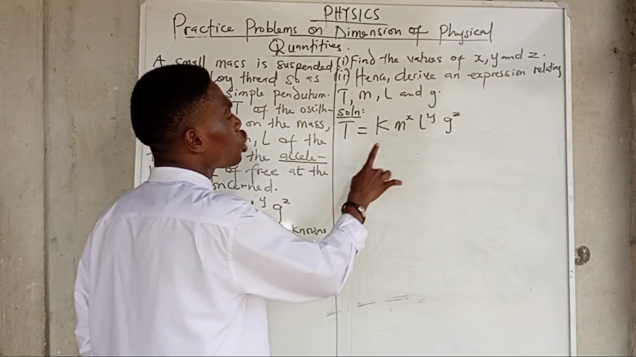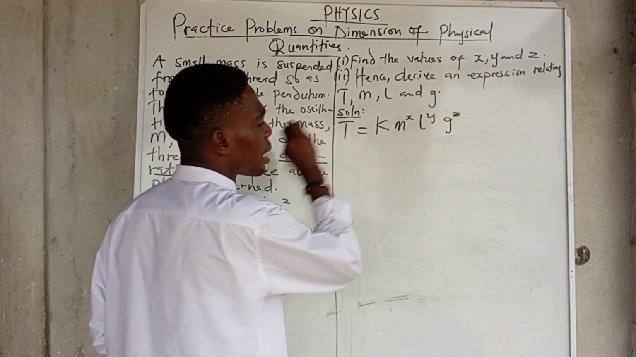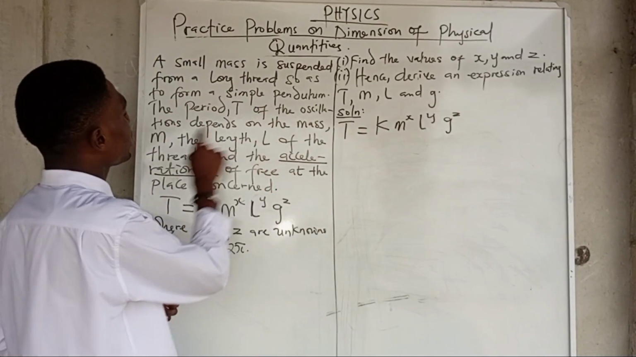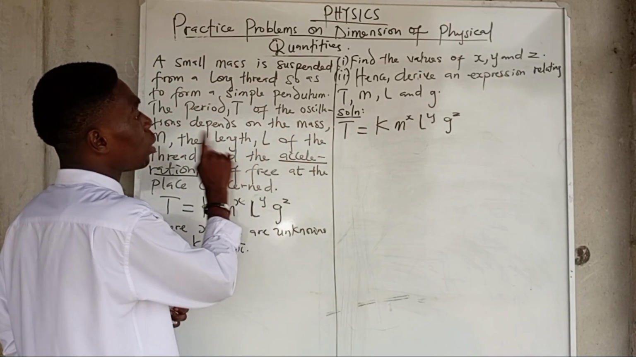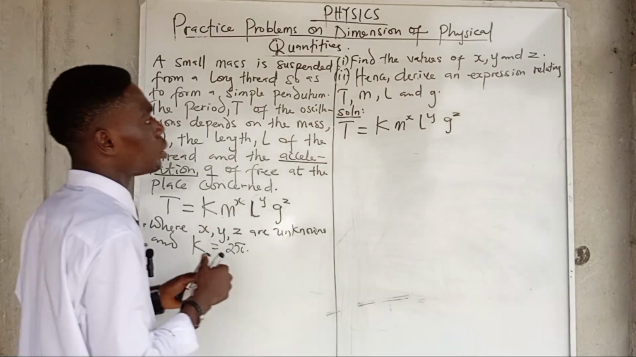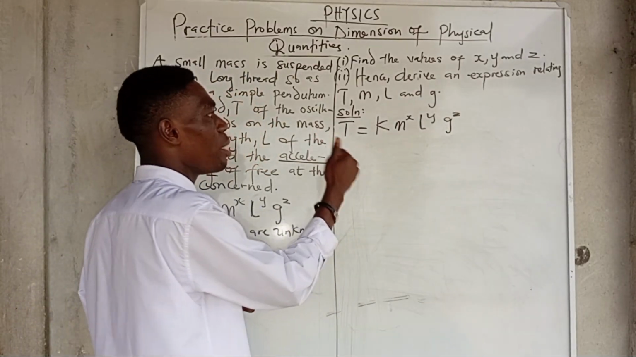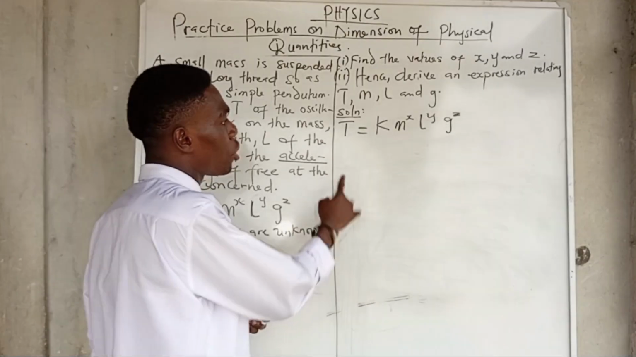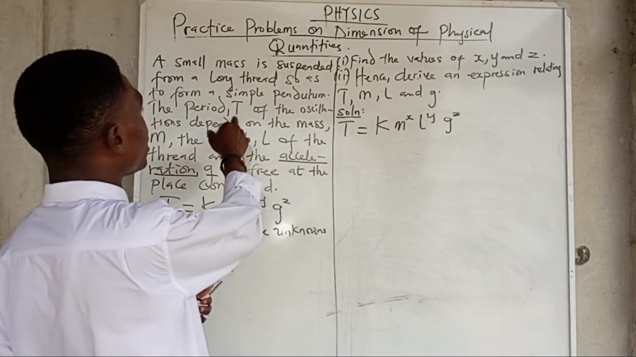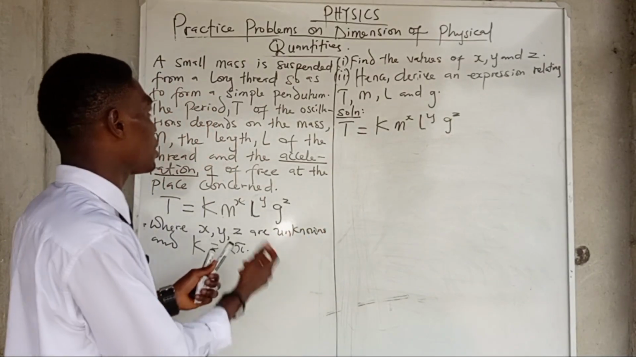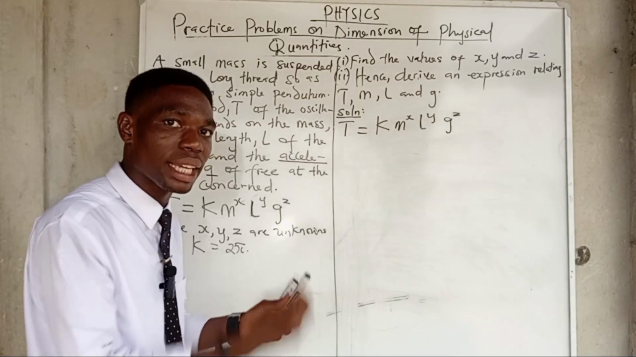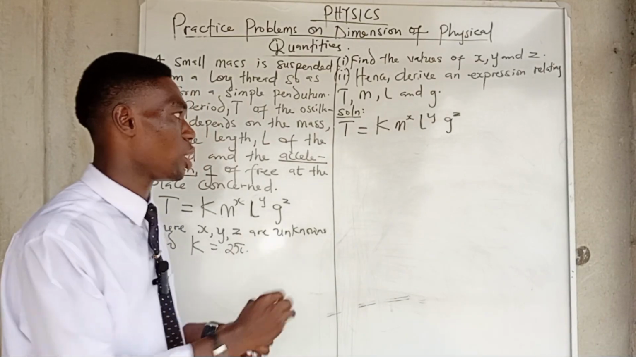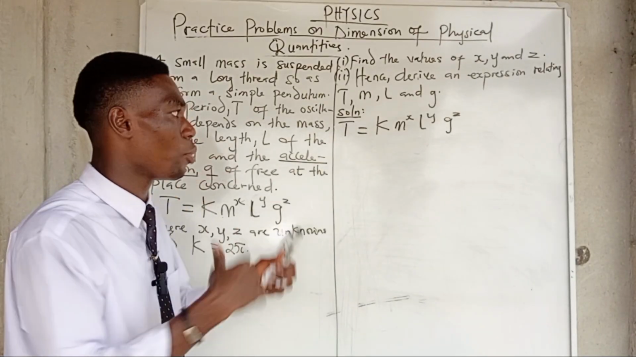And you have to be very sure you know what each of the letters stands for. We are told that m is mass, l is length, and g is acceleration. Now what we do is try to get the dimensions of each of them. Remember they told you that period is t, and period is nothing less than the time taken to complete one oscillation. So period is time.